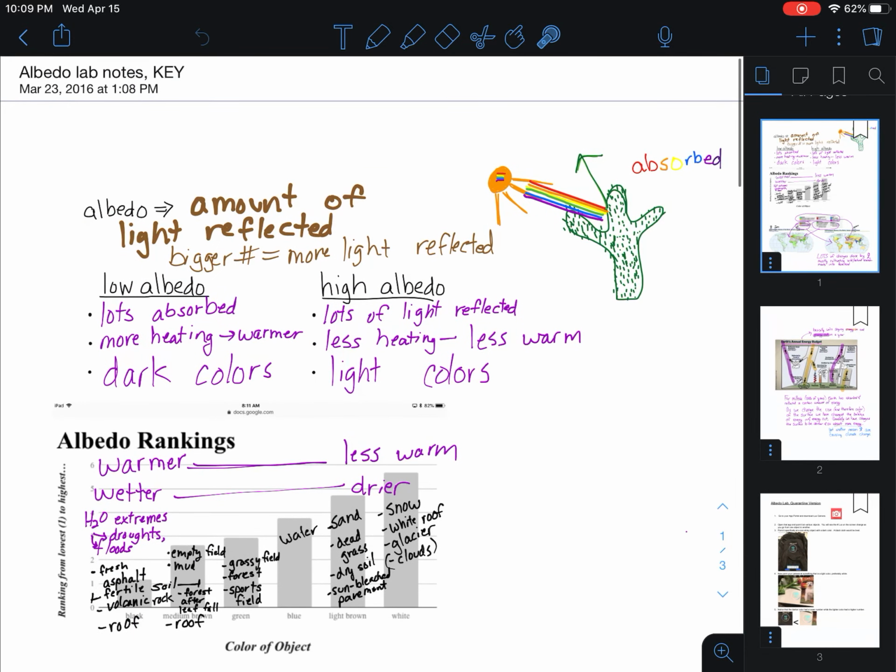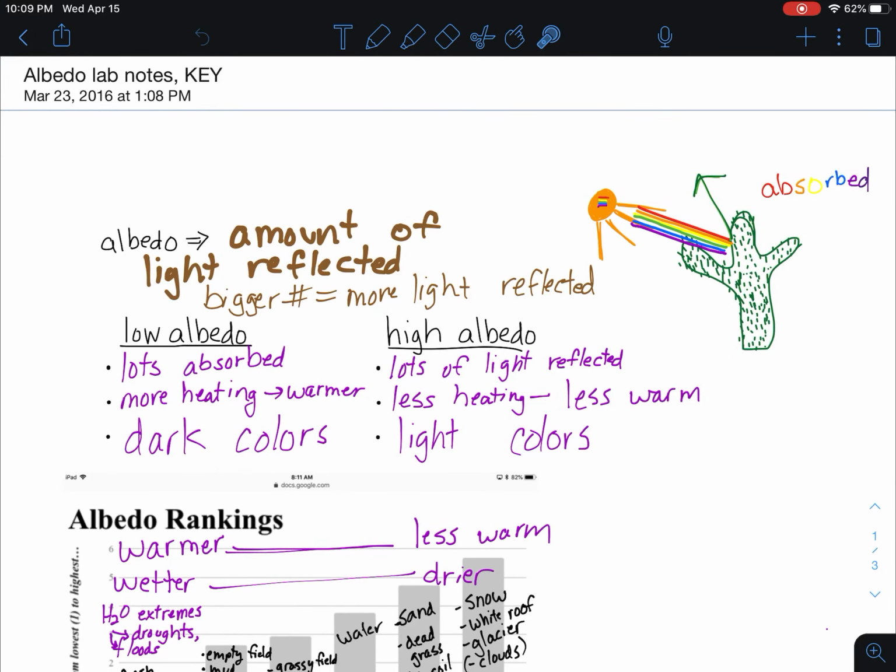So I think we all are pretty familiar with that, where the idea is you should wear dark colors in winter because it absorbs more heat, and light colors in summer because they reflect more of that heat and light. Well, that is absolutely true.